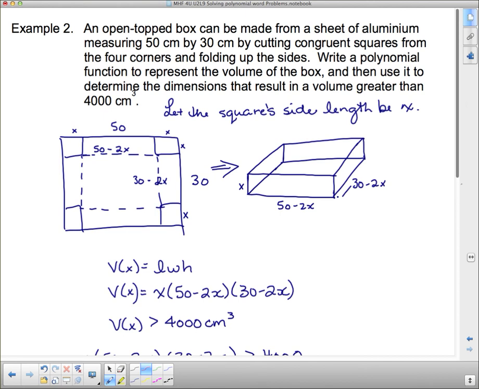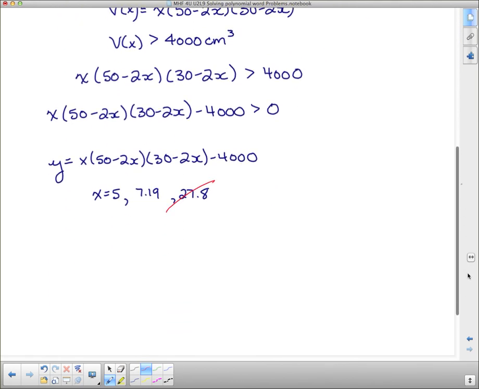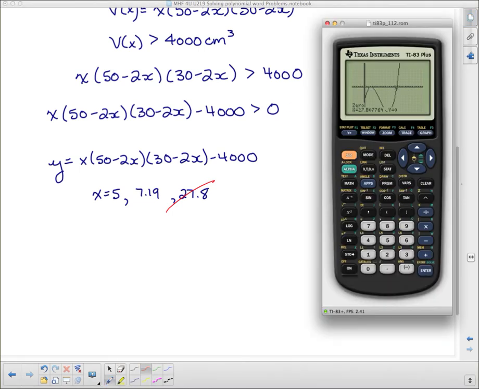What was the question? Let's take a real close look at the question. Write a polynomial function and then use it to determine the dimensions that result in a volume greater than 4,000 cubic centimeters. Okay, so we want a range of them. We know it can't be this, and it can't be anything bigger than this. So remember, we want it bigger than 4,000, so we want this bigger than 0. So let's pull that up again. We want an inequality, not just an equality. And since 27.8 is too big, this whole branch over here is too big. These were the zeros. We know where all the zeros are.